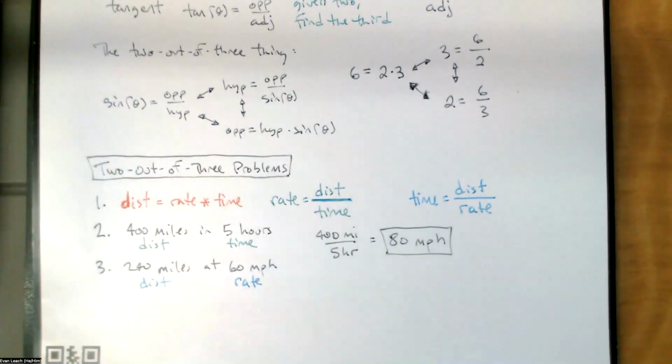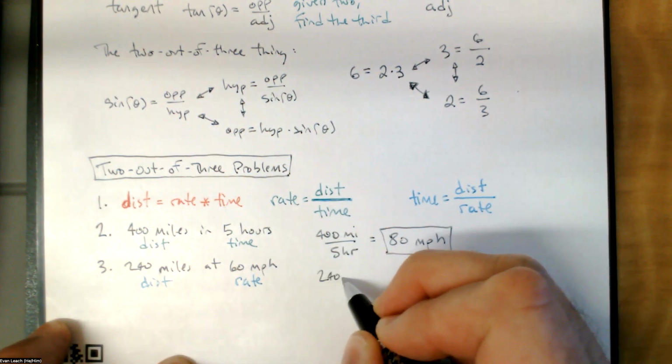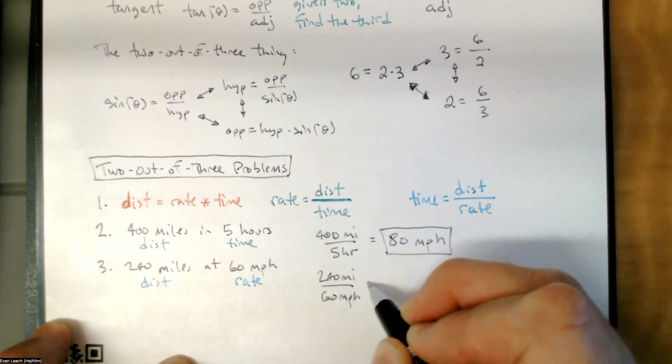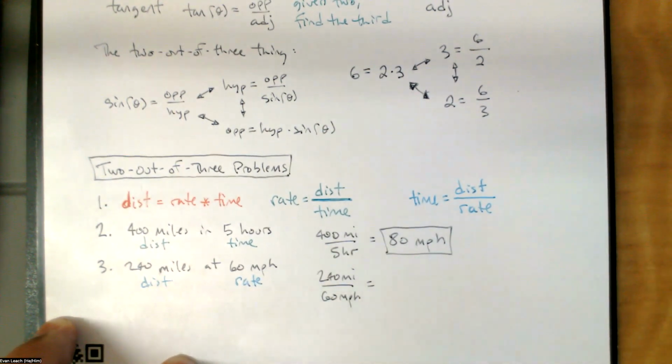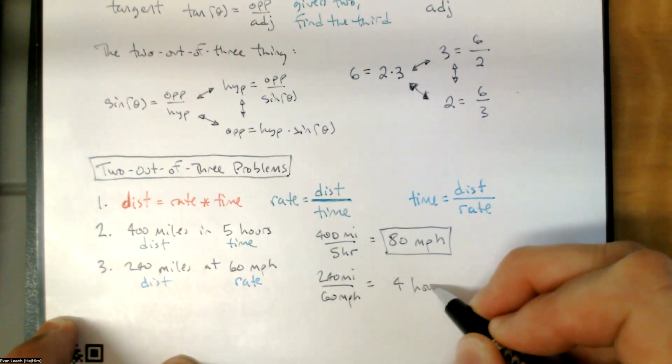What am I going to do with the 240 and the 60? We'll divide. 240 divided by 60 is how much? What is it? 4. And 4 what? Hours.